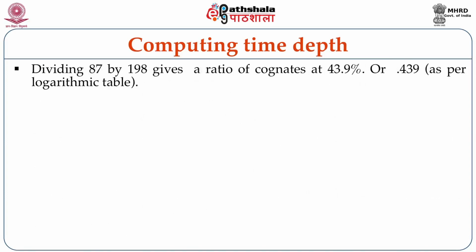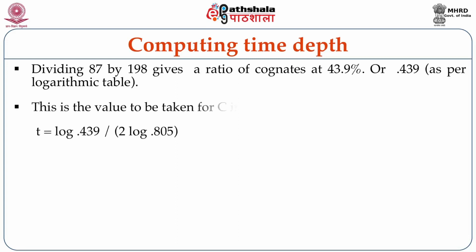Dividing 87 by 198 gives a ratio of cognates at 43.9% or 0.439 as per logarithmic table. This is the value to be taken for C in the calculation of time depth formula.